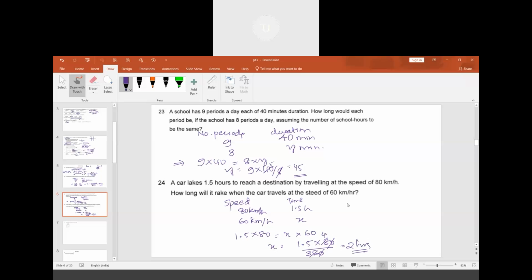Some have done it in a different method. They have considered the answer itself. If it is 60 kilometers per hour, let the time be 2 hours. Then for 80 kilometers per hour, they have found it as 1.5. They have done it the opposite way. Them also I have given marks, but do not follow this method. Don't imagine the answer and get this result.